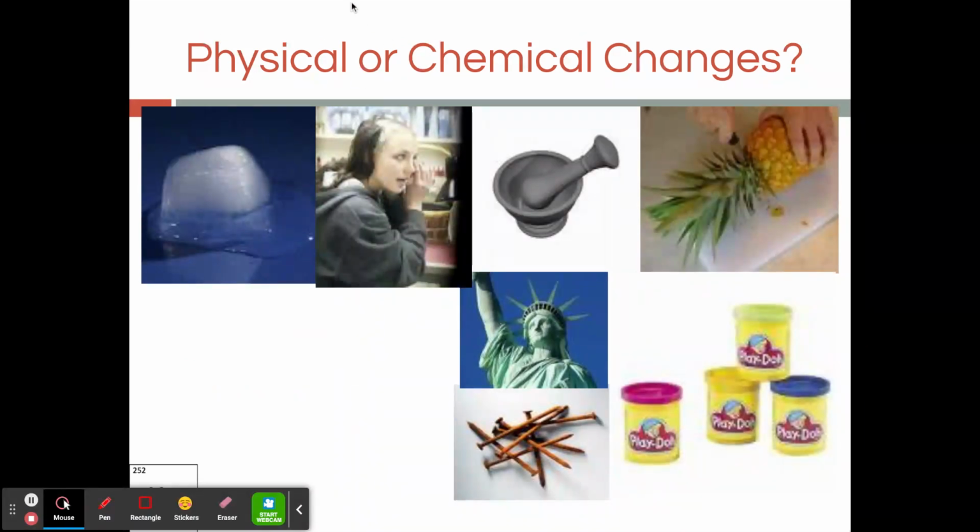So let me go ahead and look at what we're doing in our class today. So we're going to have to pull up our classroom. And so we are 5A.